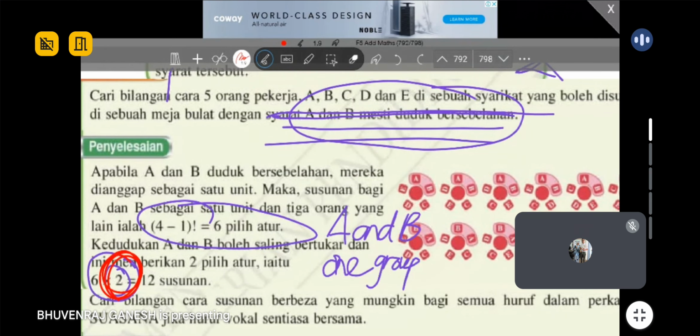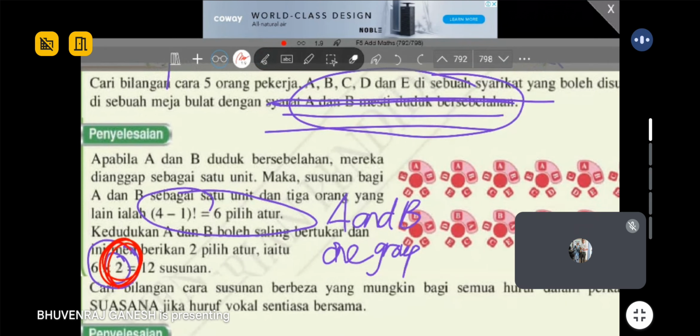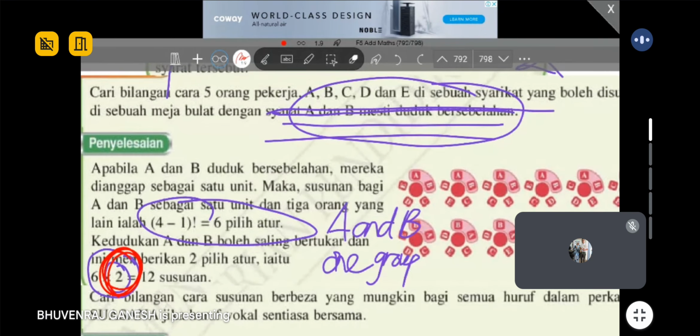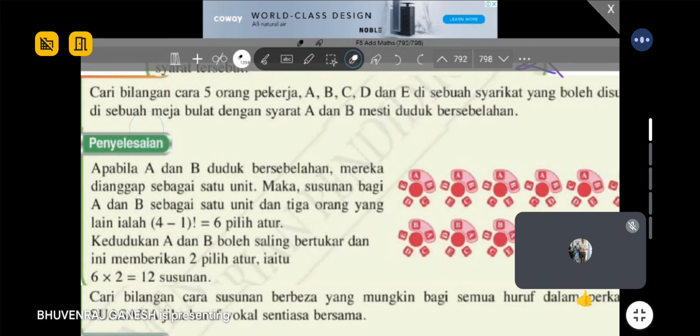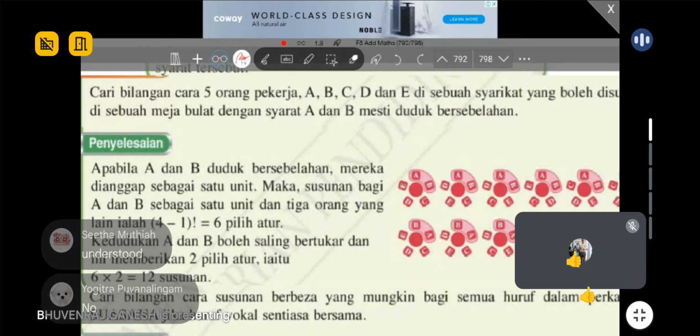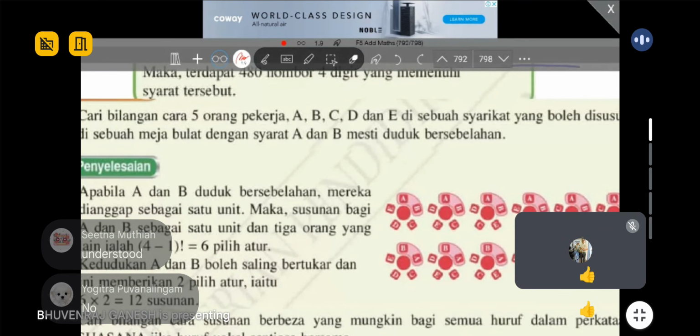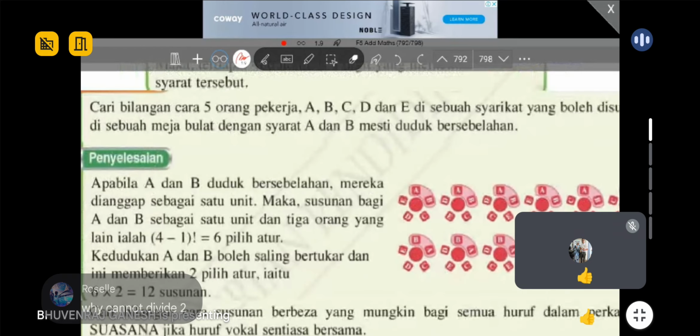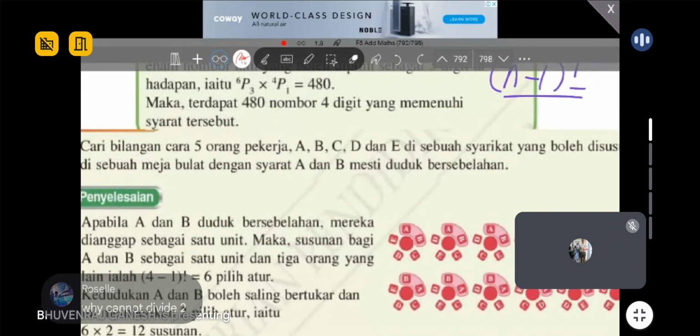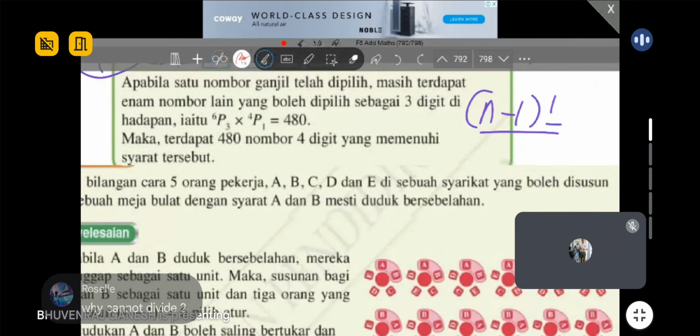Okay, can you all comment guys? Do you all understand this question? A bit tricky, sedikit susah yang ni. Okay, so make sure kamu semua faham. Alright, so kena tahu bila arah tu penting, bila arah tu tak penting. Yogita, which part you don't understand? Why cannot divide 2?